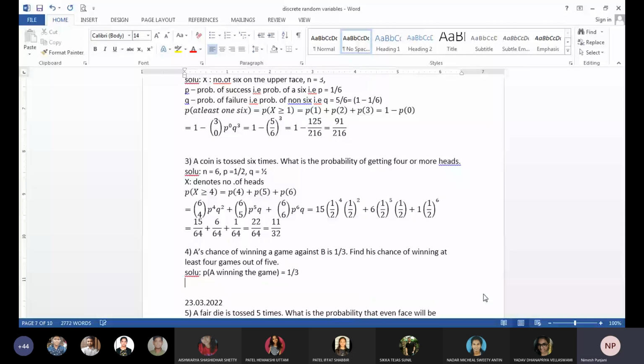So this 1 by 3 will be what? P. This 1 by 3 will be P. Probability of B winning the game. What will be the probability of B winning the game? It will be 2 by 3. That is nothing but Q. Okay, probability of B winning the game will be 2 by 3. That is nothing but Q.